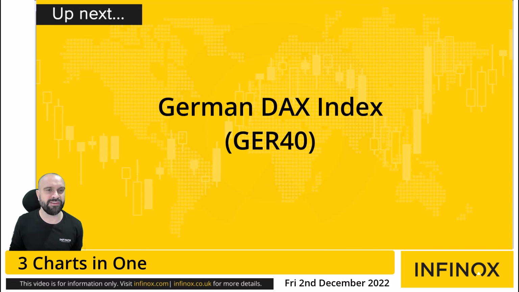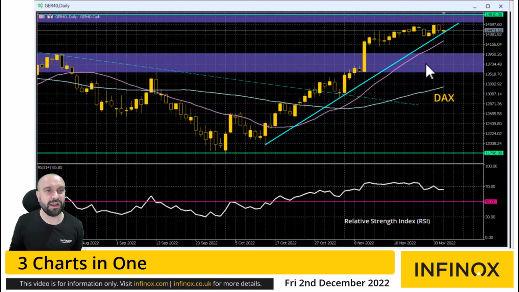And finally, on the DAX, strong bull run higher. I like this uptrend, but it's starting to lose a little bit of the momentum. And you can see that through the RSI. There is a bearish divergence here on the RSI. A higher high on the price, but a lower high forming on the RSI.